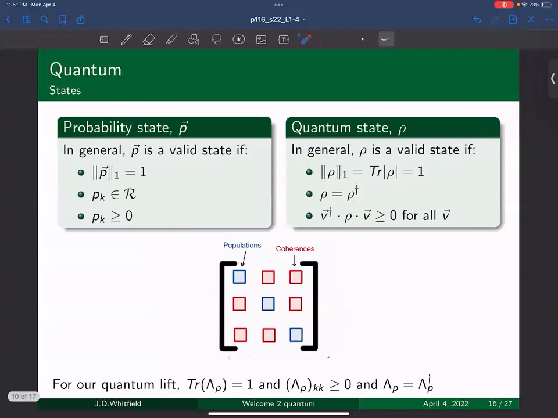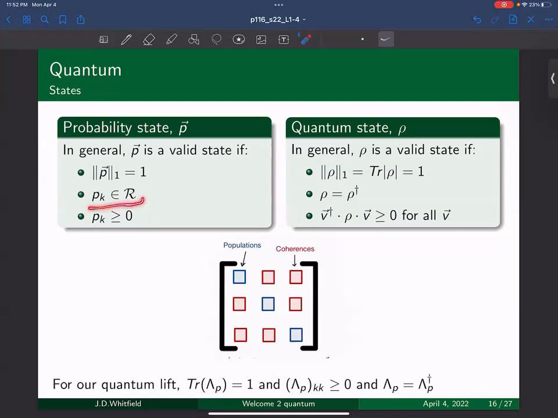Just to remind ourselves from the beginning, we have this notion of a probability state and a quantum state, and these have properties that are in basically one-to-one correspondence. So we have here the normalization condition that shows up in both the quantum and probabilistic case. One word of note here, this is the trace norm. There are several other norms that will be denoted with the one, and we'll talk about norms in a more complete discussion a little bit later.